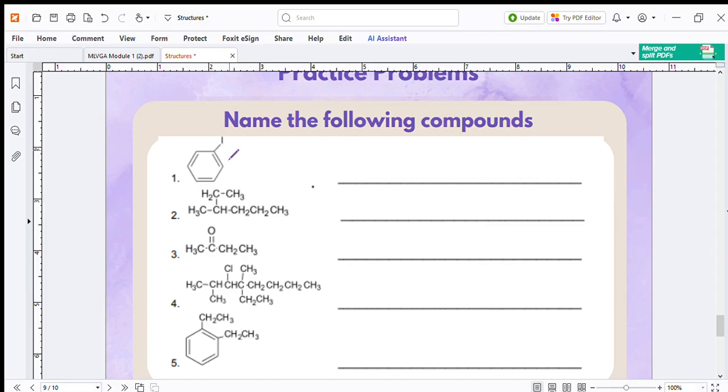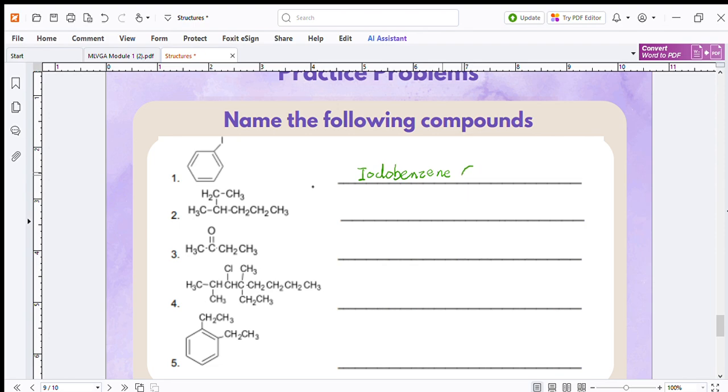So ganito na po ang naming niya. Let's say iodo. Then ano po ito? Ito po ay benzene. So sabihin lang natin iodo benzene. There's no numbering kasi isa lang po ang iodo at sa number 1 carbon lang po siya. We can assume that it is in number 1 carbon.